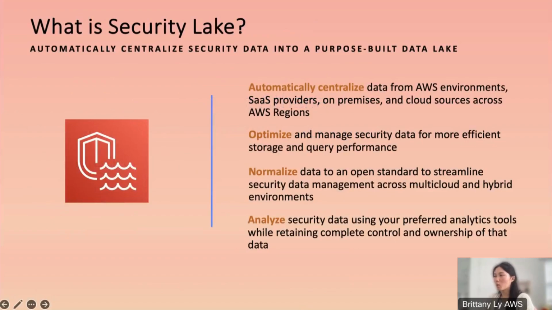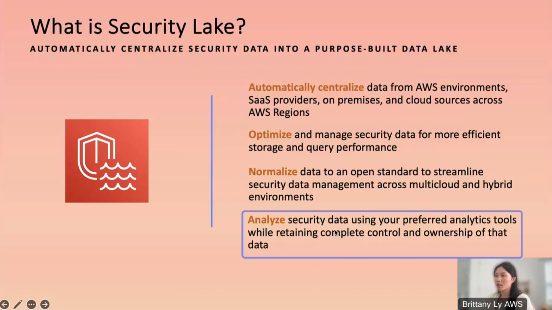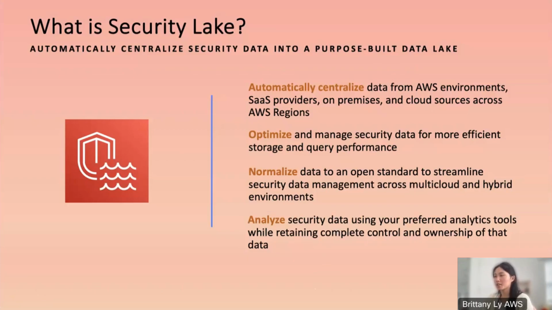So starting off, what is Amazon Security Lake? Security Lake automatically centralizes security data from cloud, on-premises, and custom sources into a purpose-built data lake stored in your AWS account. So this data is centralized into Amazon S3, so you can optimize and manage security data for more efficient storage and query performance. Using Security Lake makes it really easy to analyze security data so that you can get a more complete understanding of your security across your entire organization, and it also improves the protection of your workloads, applications, and data.